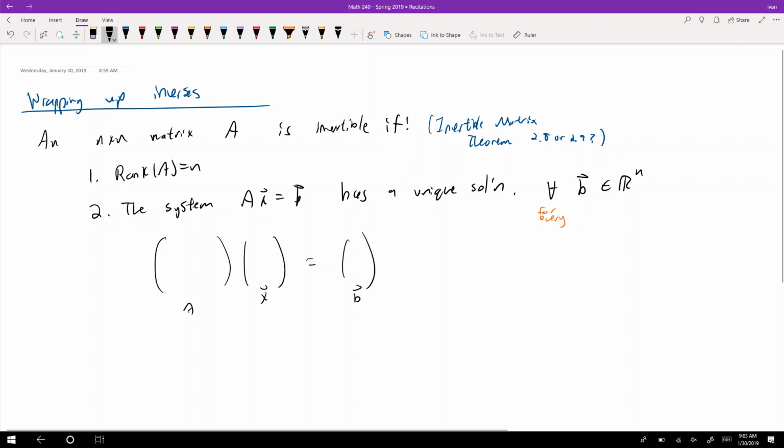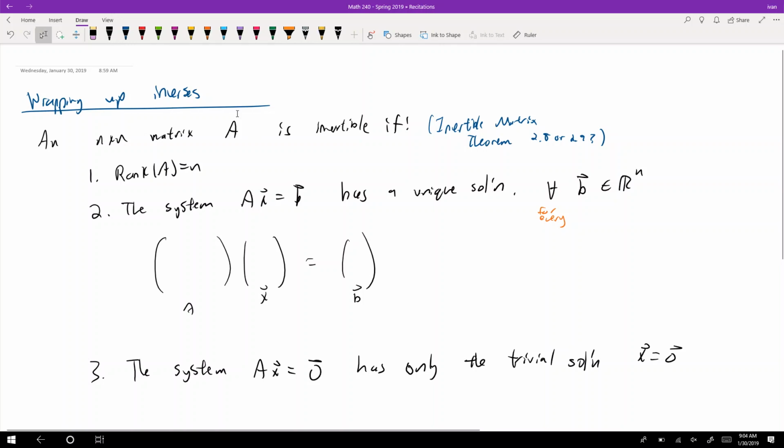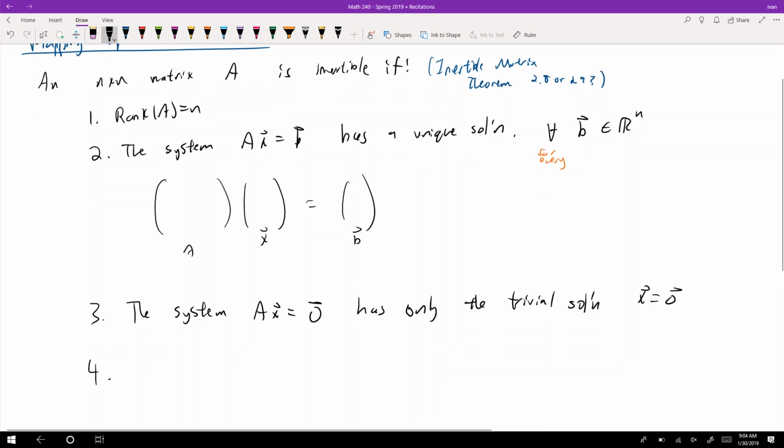So that's the case. The third one then, the system AX equals 0 has only the trivial solution, X equals 0. So what does that mean? That means that if you do AX equals B, there's only one solution, and for AX equals 0, there's only one solution to that system, and it's going to be X equal to 0 vector. All right, and if that's true, then your matrix is invertible. And then 4, determinant of A is not equal to 0, and we're going to get to this today in class.